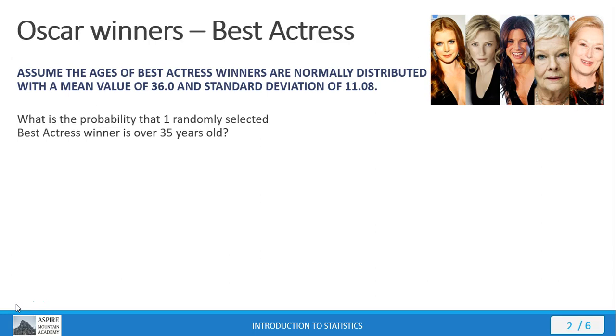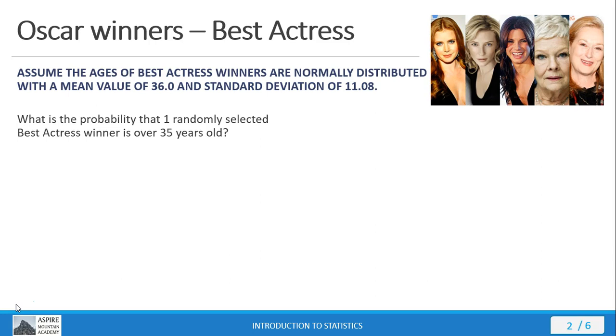To illustrate the corrections that we need to make for sample size, let's look at a data set that we've seen previously: the ages of Best Actress winners for the Oscar. We're going to assume that these ages are normally distributed with a mean value of 36 and a standard deviation of 11.08. So the question we're asked is, what is the probability that one randomly selected Best Actress winner is over 35 years old?